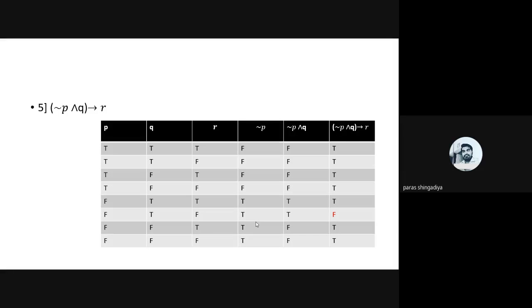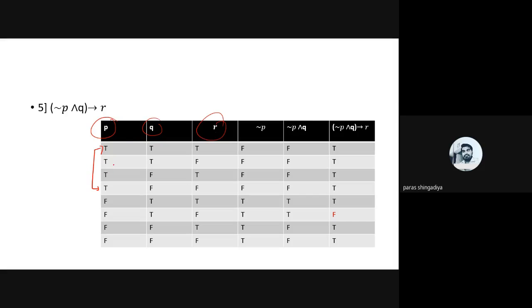Now let us check this one. It involves three statements p, q, and r. So we have to prepare this type of table. There are 8 possibilities for the three statements p, q, and r. So how can we define these 8 possibilities in the table? It is easy to understand: first, in this column p, consider the first four values as T.